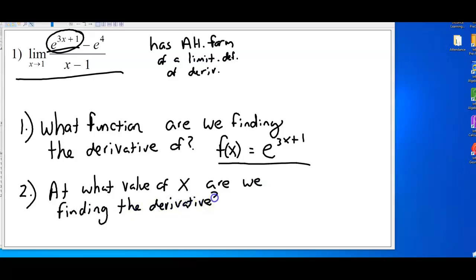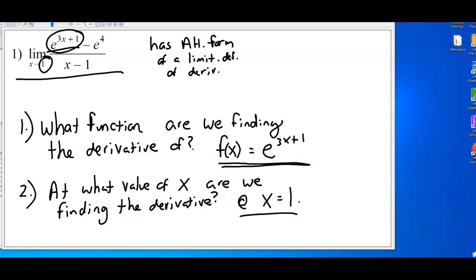At what value of x are we finding the derivative? Well, that is the value we're finding the derivative at. So it's at x equals 1. Okay? And so what function are we finding? What function does this limit represent the derivative of? It represents the derivative of this function at this point.